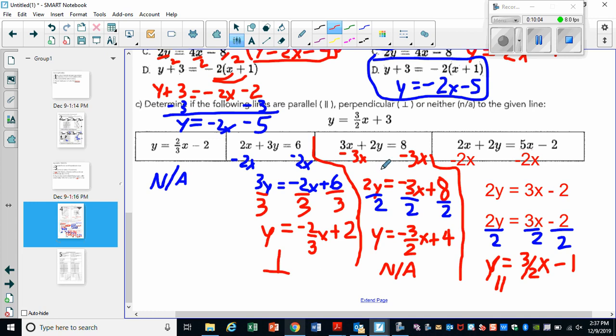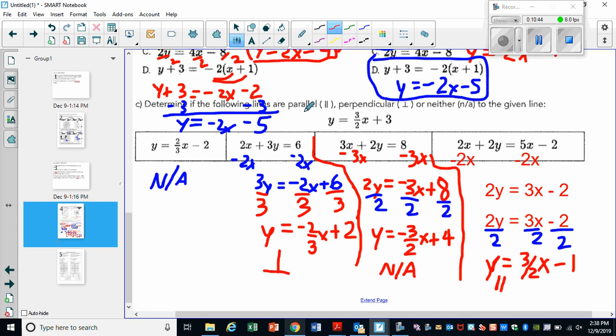This third problem, similar to problem 2, you had to isolate y. So you had to subtract 3x on both sides. And then the other part was divide each and every term by 2. And you have y equals negative 3/2 x plus 4. This is an NA because the slopes are different. Even though one is opposite of the other, it's not negative reciprocal. It's just a negative or the opposite sign.